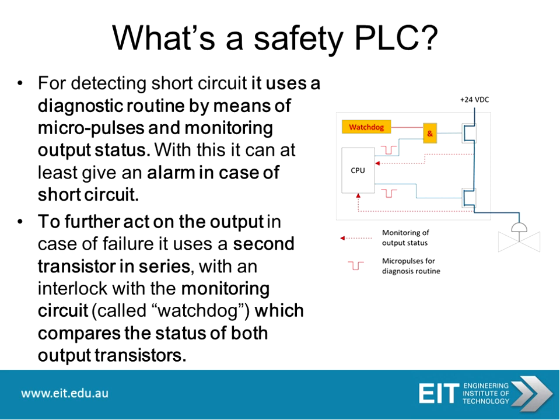Now, for detecting the short circuit, it uses a diagnostic routine by means of micropulses. So there you see the micropulses and monitoring output status. So it can at least give an alarm in case the switch has failed as a short circuit. And to further act on the output in case of failure, it uses a second transistor in series, which you can now see in the picture, with an interlock with the monitoring circuit called a watchdog. So there you can see the watchdog, which compares the status of both output transistors.